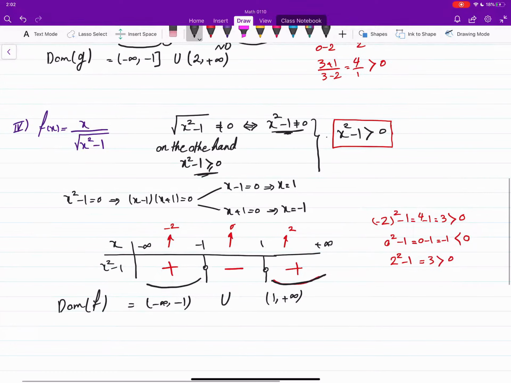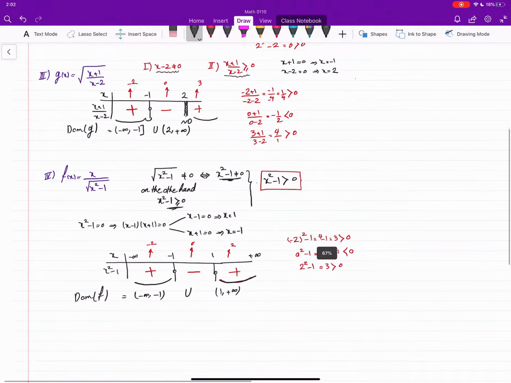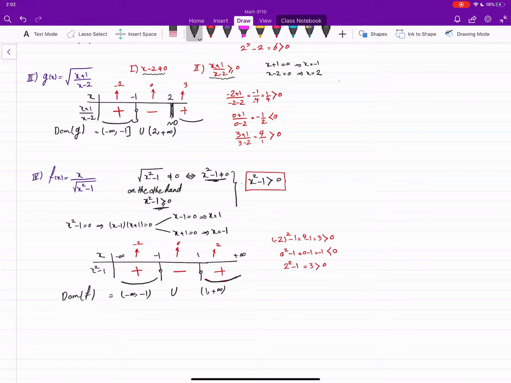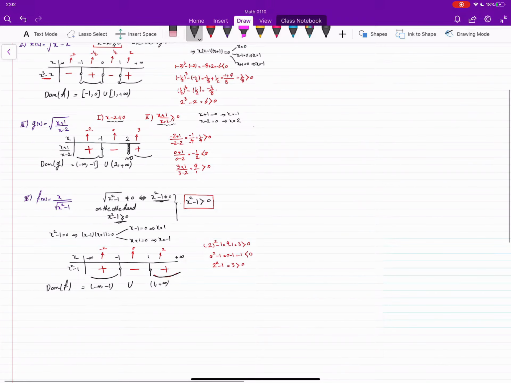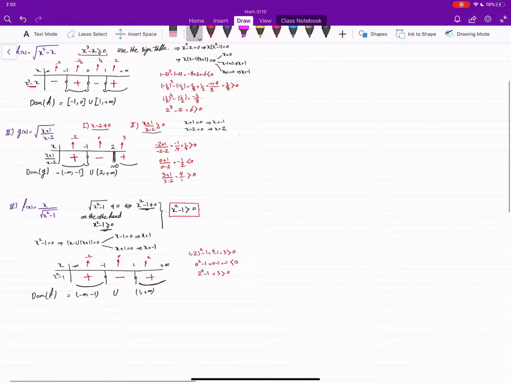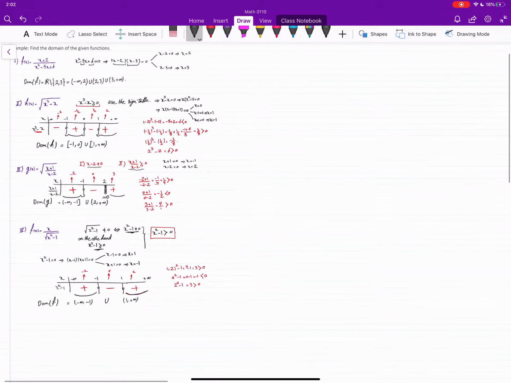So I hope that you have seen, or at least refreshed, finding signs or solving inequalities and solving equalities for some basic cases in this example. And again, finding the domain, everything comes down to 2 restrictions so far. Under the square root cannot be negative. The denominator cannot be 0.